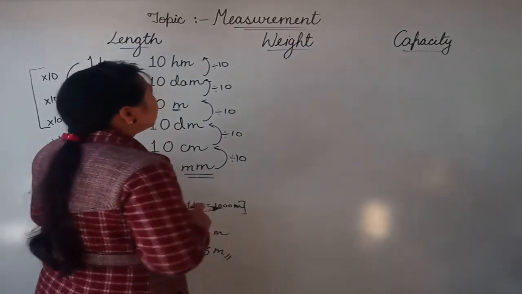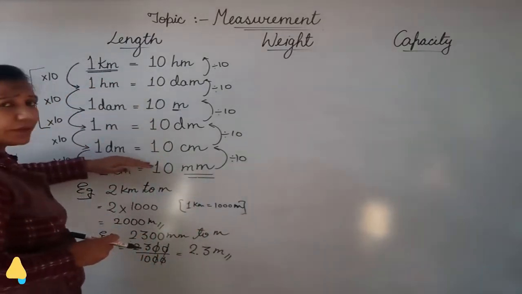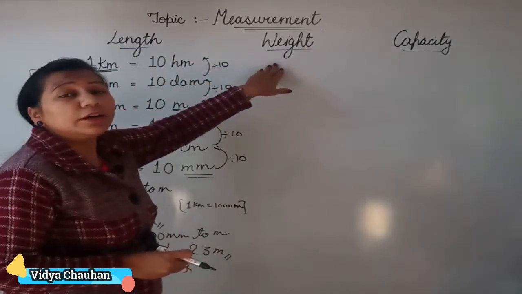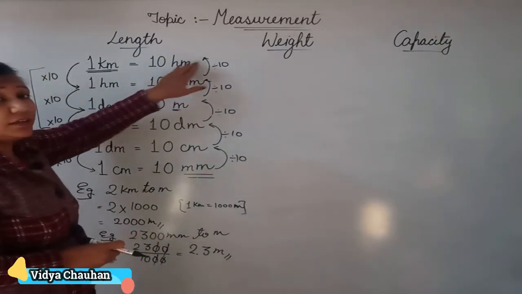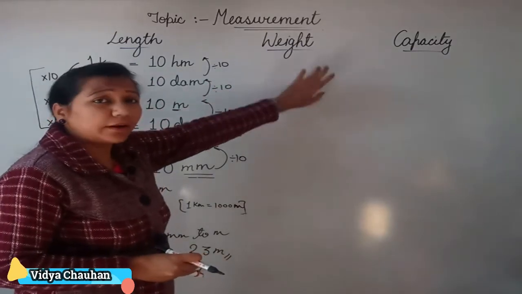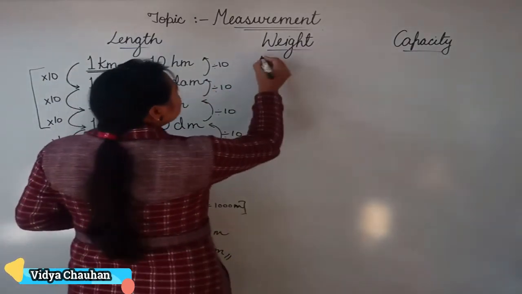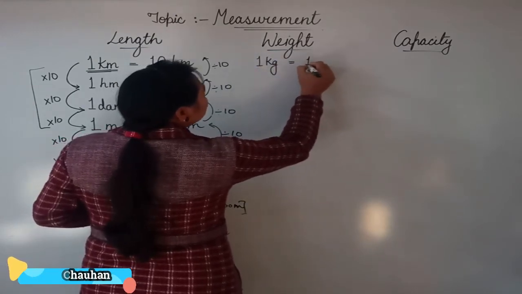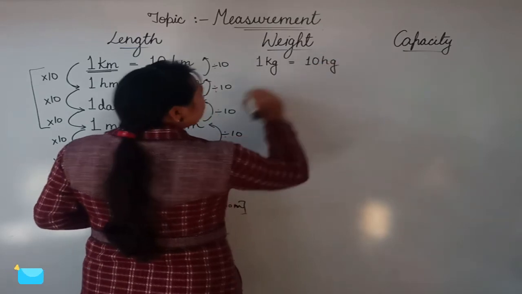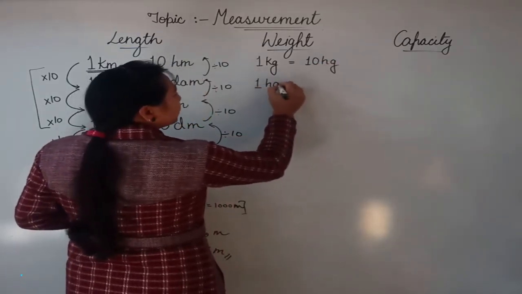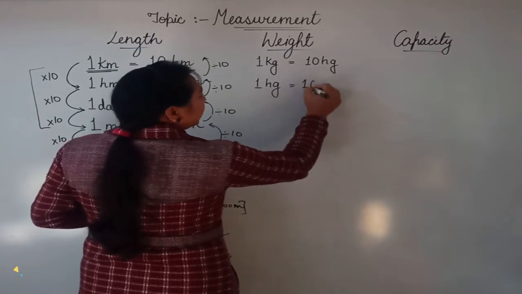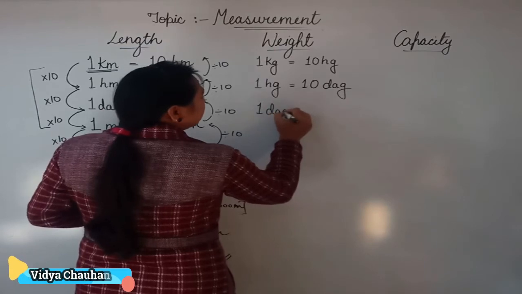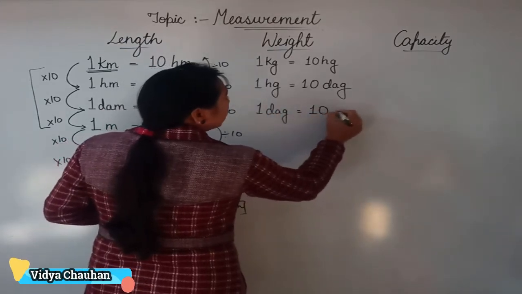In that case, the terms will be almost the same. Here it was kilometer, now it will become kilogram. Here it is hectometer, now it will become hectogram. So let's write the conversion units. 1 kg, or kilogram, is equal to 10 hectogram. Similarly, 1 hectogram is equal to 10 decagram. 1 decagram is equal to 10 gram.